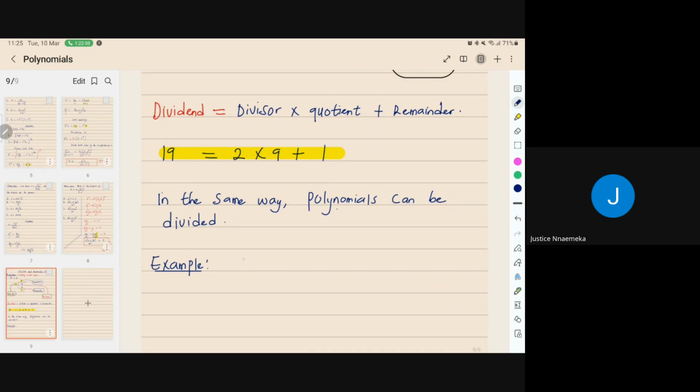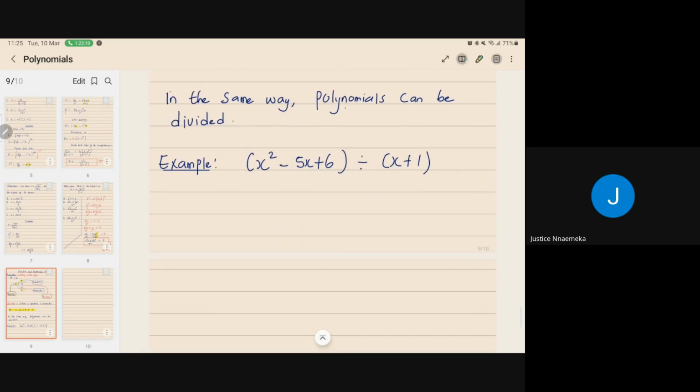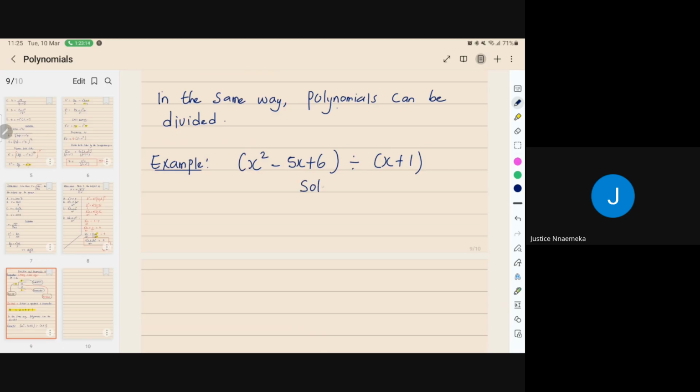Let's have x squared minus 5x plus 6 divided by x plus 1. We want to divide this by this. So what do we do at this point? To divide your polynomials, the same way we divide our numbers. Now, what we can do here is the same process. Solution. Now, we have the same pattern. We have x plus 1 right here, and you have x squared minus 5x plus 6. You divide it the same way that you divide your normal numbers.